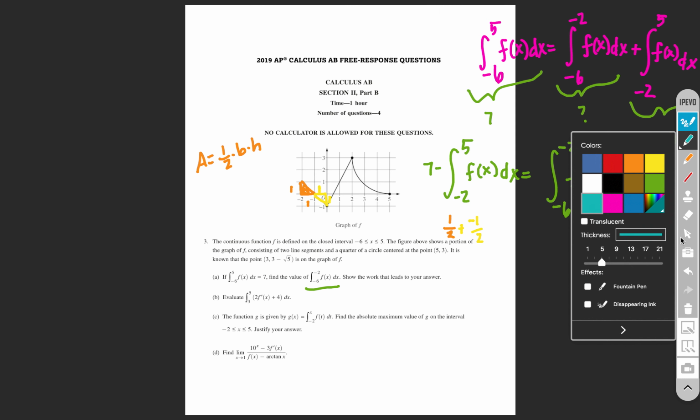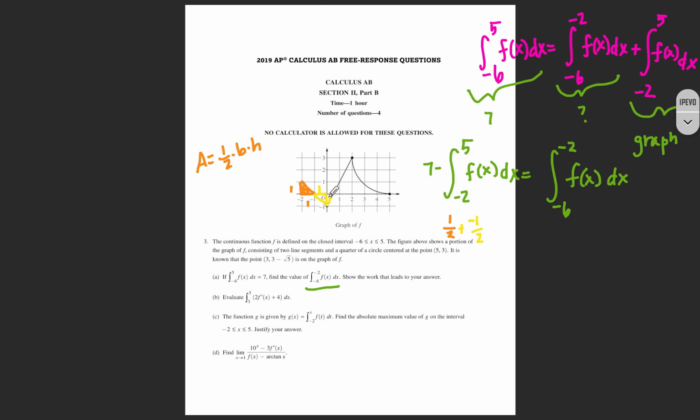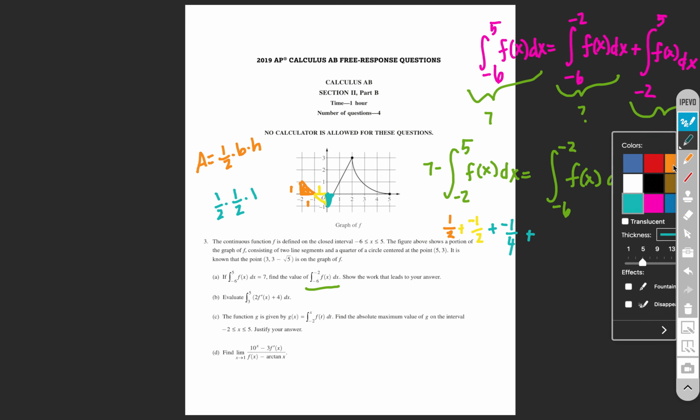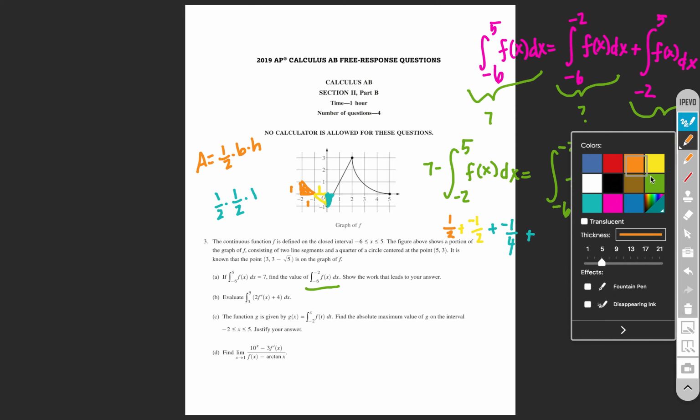Let's keep using different colors here. The next piece is another triangle. Base 1/2, height 1. So this one's going to have area 1/2 times the base, also 1/2, and the height is 1. So that little teal triangle is going to have area -1/4. All right, now let's continue on. Let's use orange again.